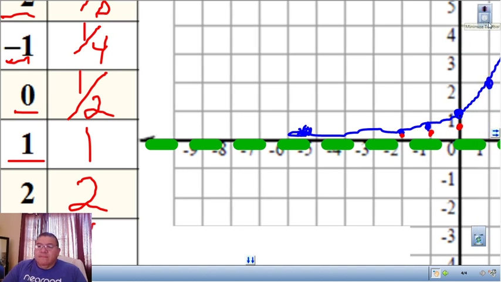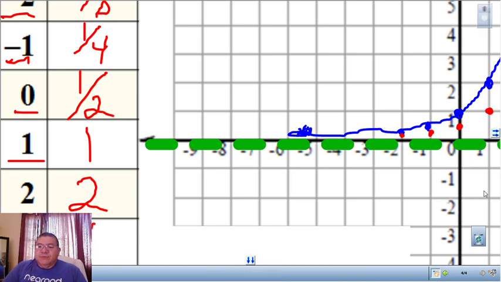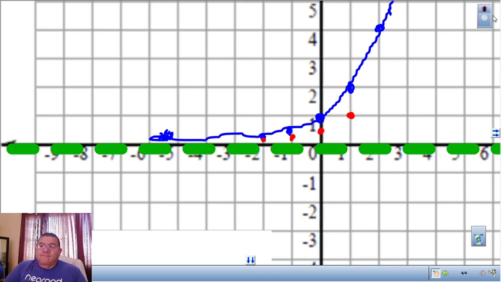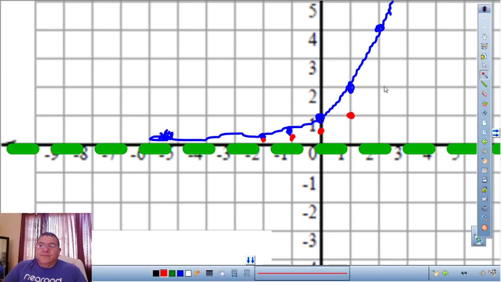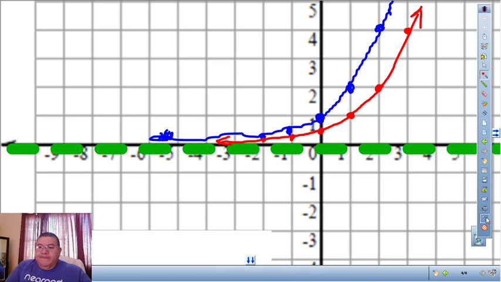1, 1. 2, 2. 3, 4. All right. Okay, let me zoom out.